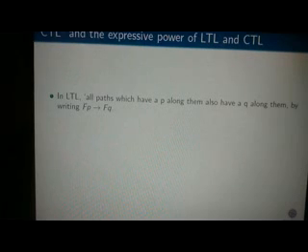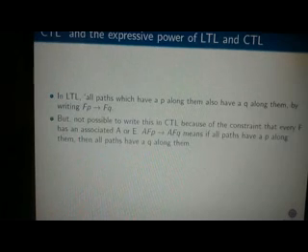In LTL, all paths which have a P along them also have a Q along them, by writing FP implies FQ. This is possible in LTL, but not possible to write in CTL because of the constraint that every F has an associated A or E. AFP implies AFQ means if all the paths have a P along them, then all paths have a Q along them.